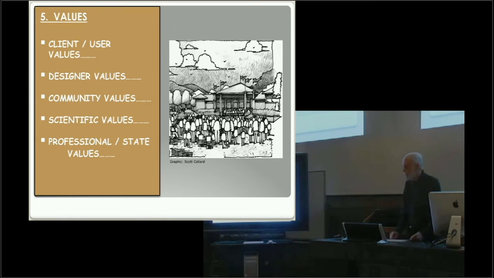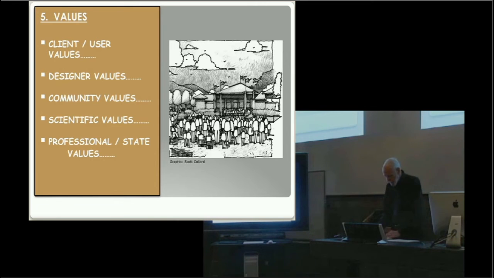The community has values, codes, ordinances, policies, decisions made by planning departments, planning commissions, mayors, councils, scientific values. We're bombarded with a variety of those. Professional: ASLA has values. AIA has values. AIPA has values. Professional and state regulatory values.